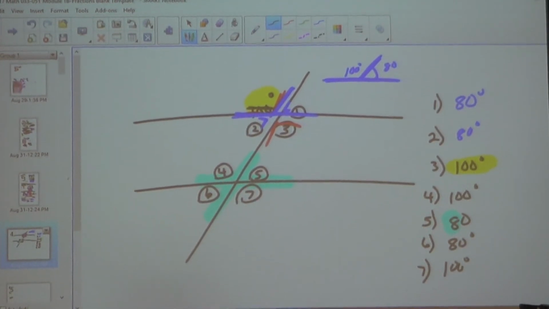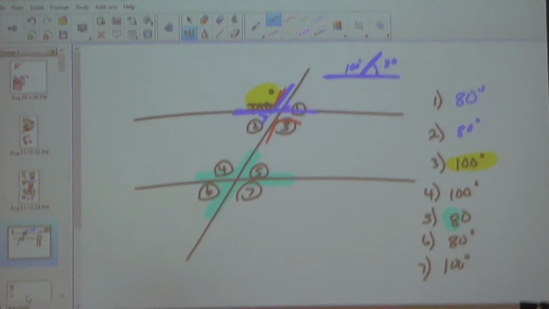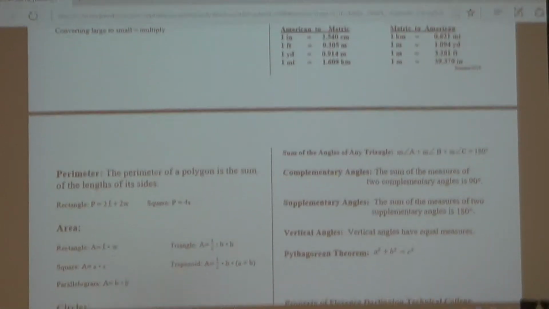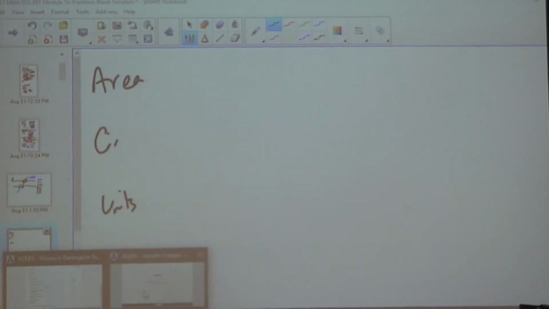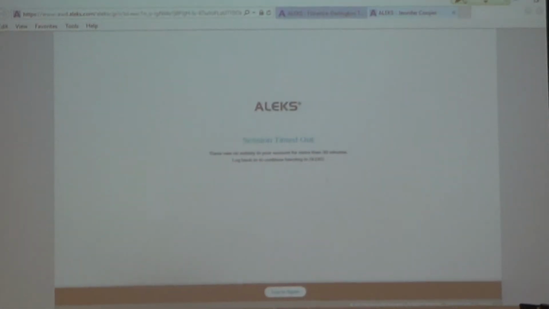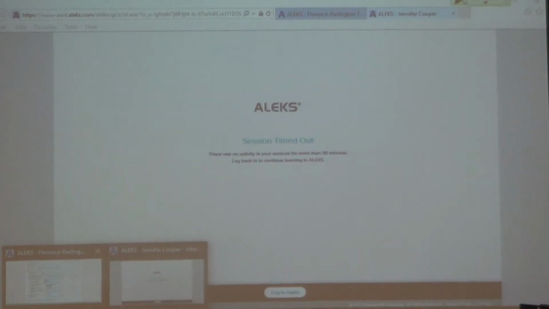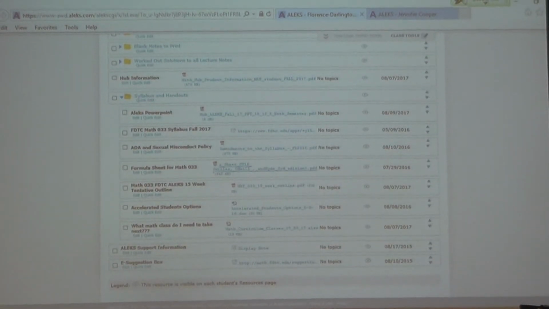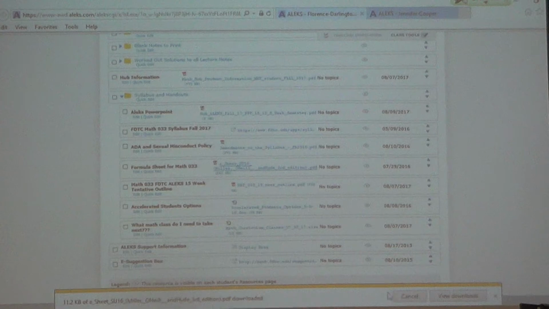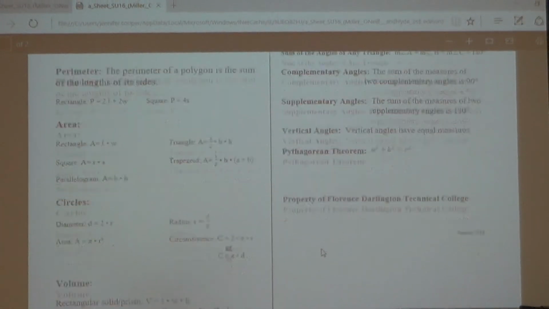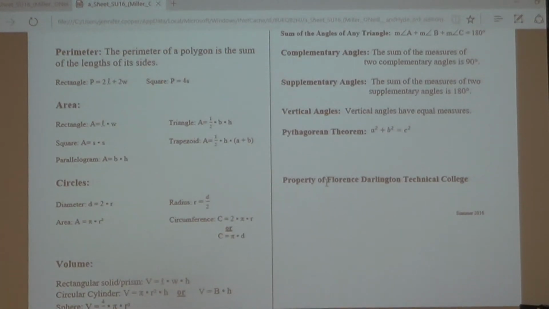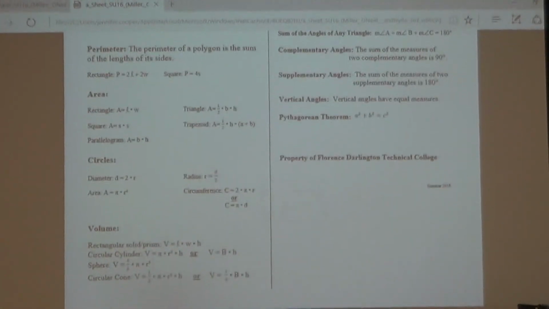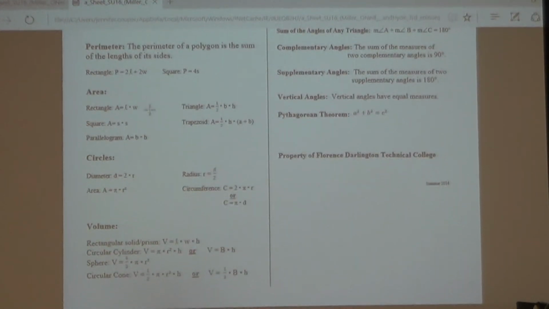All right, let's talk about areas for a second. A lot of y'all said area, perimeter, circumference, units. On your formula sheet, let me find it. I know I opened it. Let me open it again. There it is. Okay, on your formula sheet, right here, all those formulas.